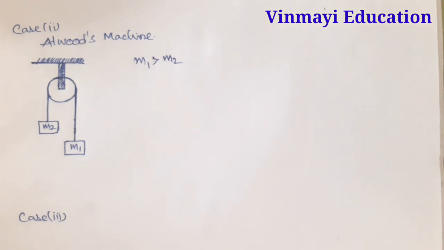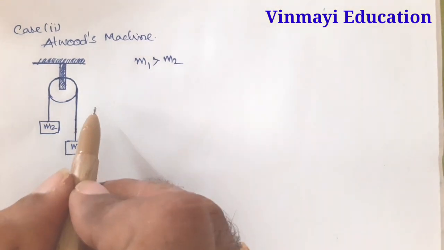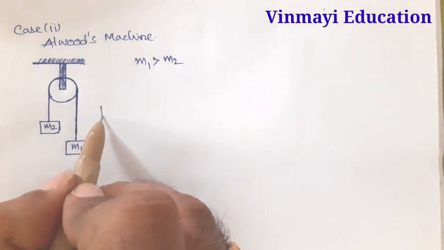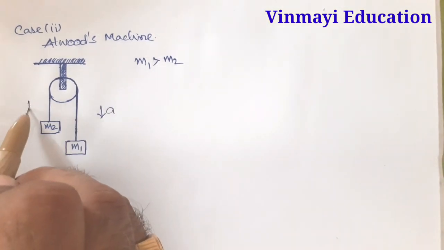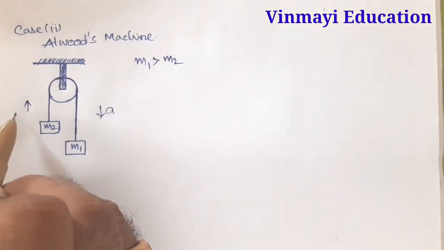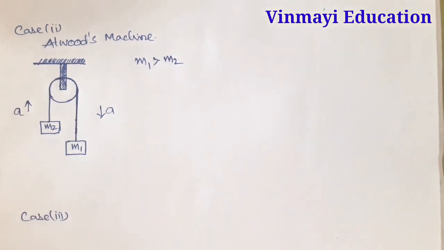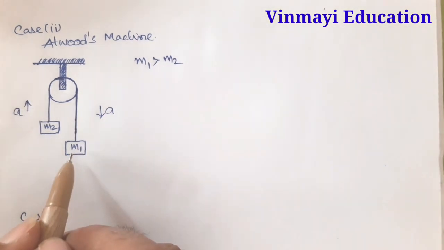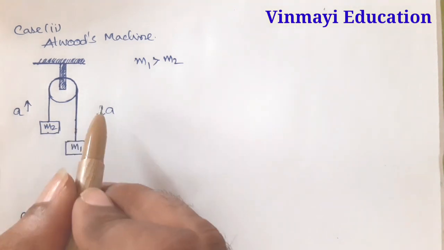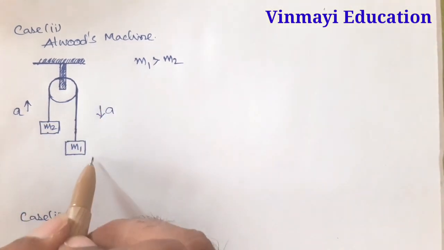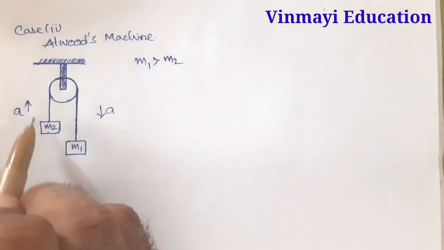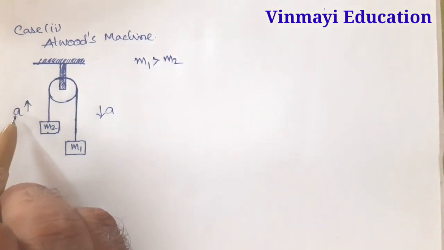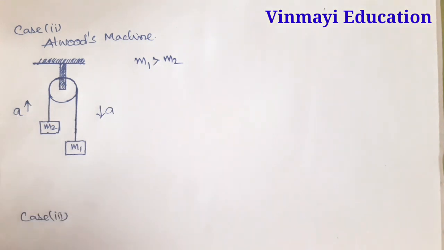If the mass m1 is greater than m2, the acceleration of m1 is in the downward direction, as well as the acceleration of m2 is in the upward direction. Because m1 is greater than m2, m1 moves in the downward direction, and m2 moves in the upward direction, therefore the acceleration is in the upward direction.